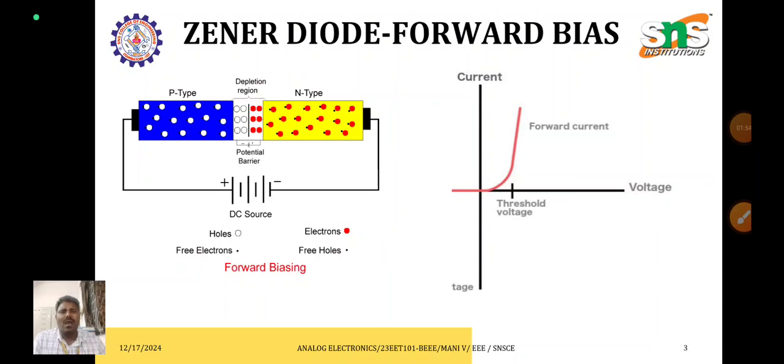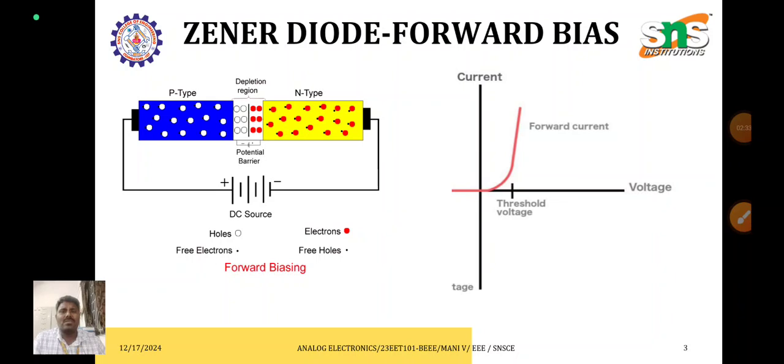For this forward bias, the positive terminal of the battery is connected to the P-type semiconductor, and the negative terminal of the battery is connected to the N-type semiconductor. While increasing the voltage level, the positive terminal of the battery repels the holes in the P region, so the holes can move from P-type to N-type. Similarly, the negative terminal is connected to the N-type semiconductor, so the electrons get repelled and can move from the N region into the P region.